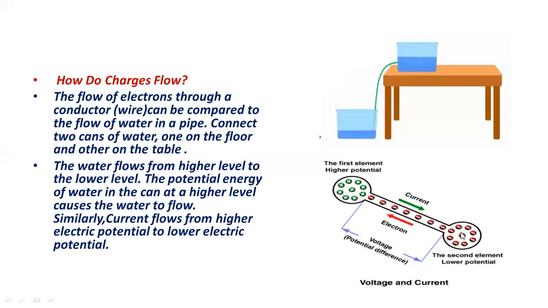You can see negative charges are in greater percentage in this case, and they will move from the higher potential towards the lower potential. The electrons will move from the higher potential to the lower potential. You can see here that the first element has higher potential and the second element has lower potential. What will happen? The electrons will flow from the higher potential to the lower potential. So this is called voltage difference or a potential difference.